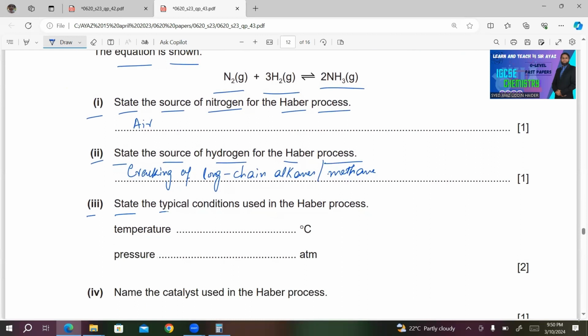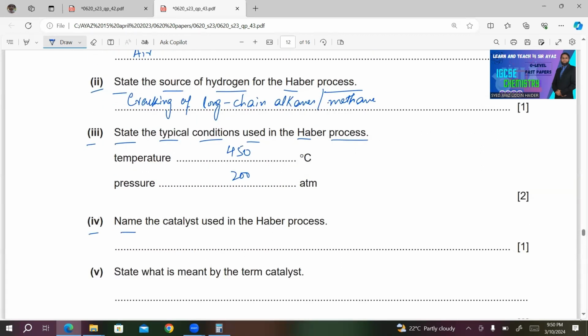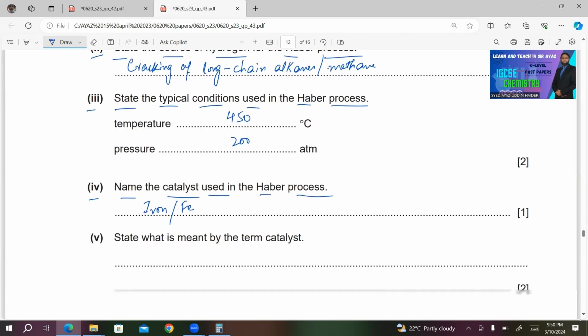Number 3, state the typical conditions used in the Haber process. Temperature is 450 degrees centigrade and the pressure is 200 atm. Number 4, name the catalyst used in the Haber process. It's iron. You can even write the symbol of iron, that is Fe.